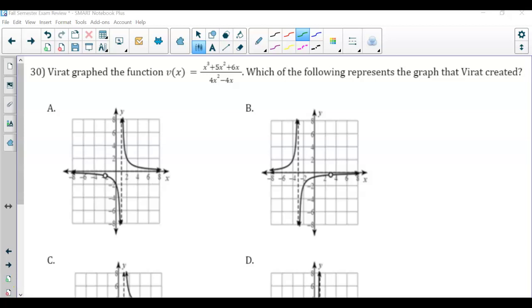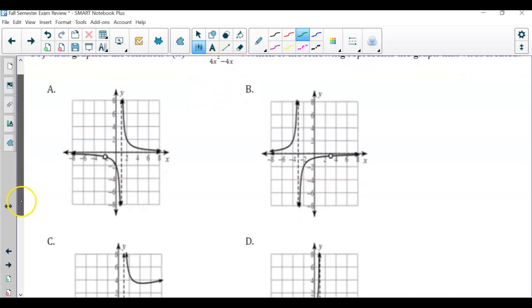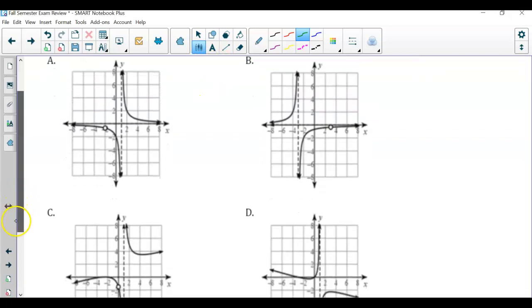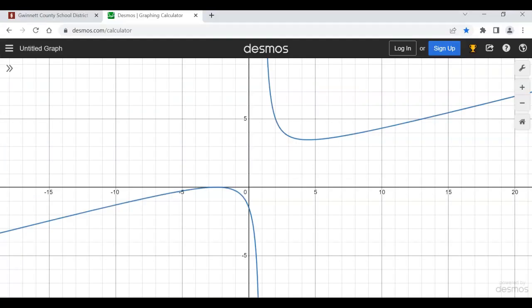In question 30, we're given this rational expression here. Which of the following represents the graph that was created? So this is just put this in the Desmos graphing calculator. Make sure that you type that into the graphing calculator. And so it looks like this. I notice here I have a vertical asymptote going through x is equal to 1.